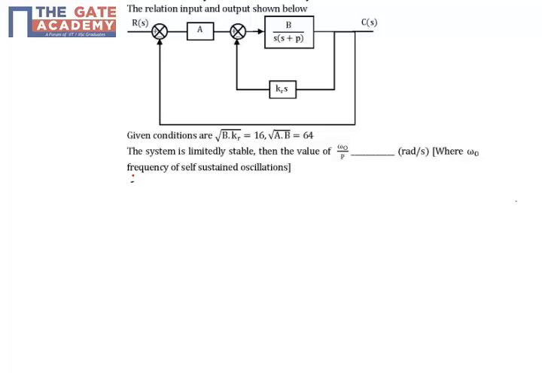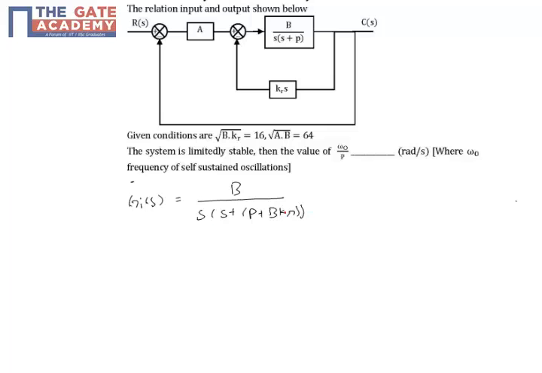First we have to find the total transfer function, that is, a closed loop transfer function C of s by R of s. First we will find the transfer function of the inner loop. So Gi of s, the inner loop transfer function, is equal to b divided by s into (s plus p plus b into Kr).